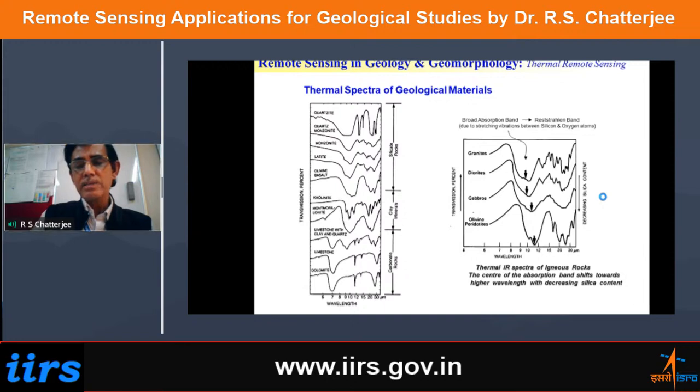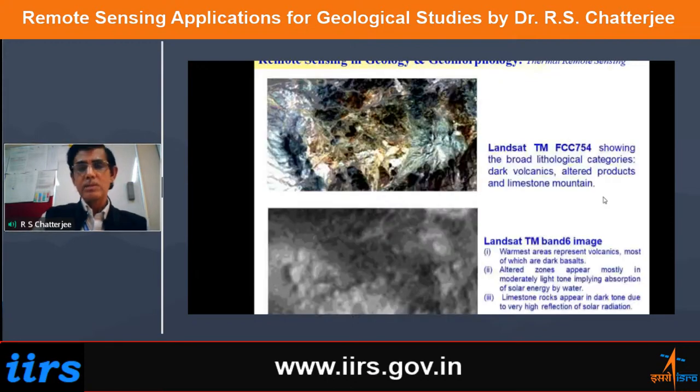Now I am changing the slide. Now you see here, this is an image of an area, Landsat TM false color composite 754. It shows you three broad rock types. They are dark volcanics, the dark rocks, and there are some altered, hydrated rocks, and these are the limestone hills. These are the bright rocks. They reflect a lot of the solar radiation, so that is why they are bright. Whereas these are the altered hydrated rocks, and these are the dark volcanics.